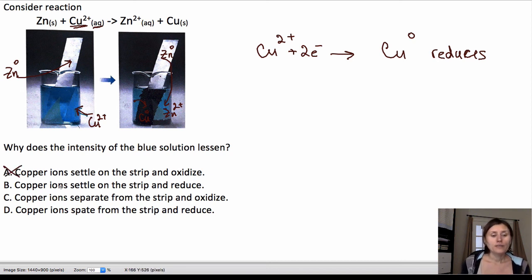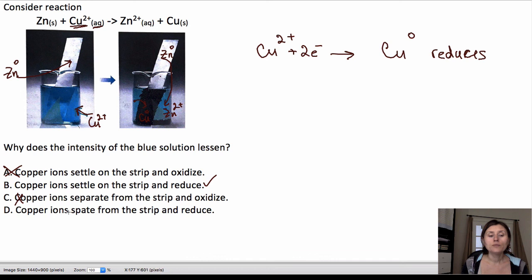Now let's look at part B. Copper ions settle on the strip and reduce. Yes, they do. Again, we just figured out that because copper is gaining electrons, it reduces. So this part B is correct. But let's go through the rest of them to make sure that we are definitely correct. C, copper ions separate from the strip and oxidize. Well, this is incorrect because copper ions were not on the strip to begin with. This is solid zinc. So this is definitely incorrect.